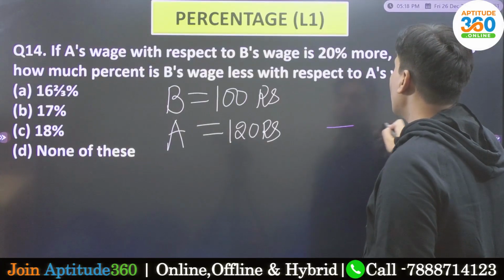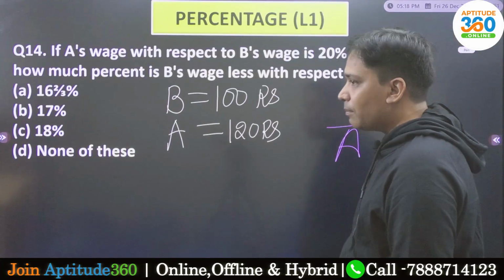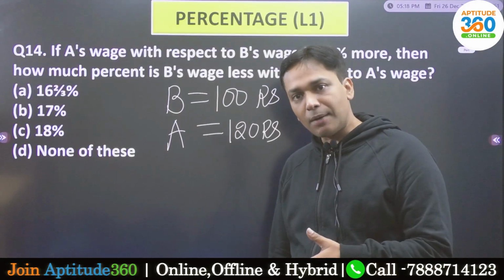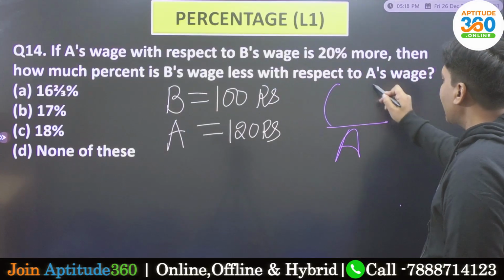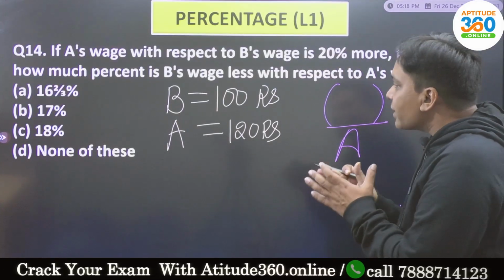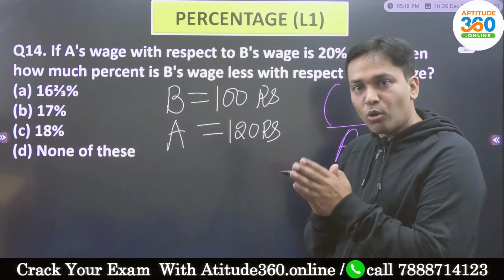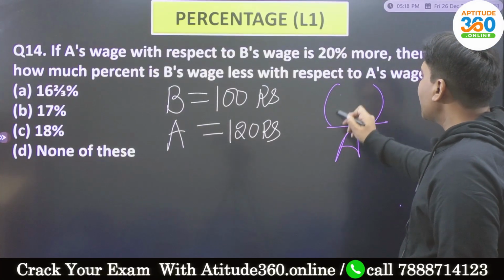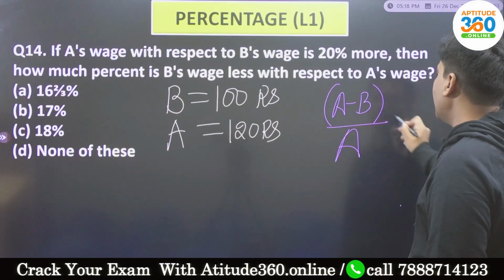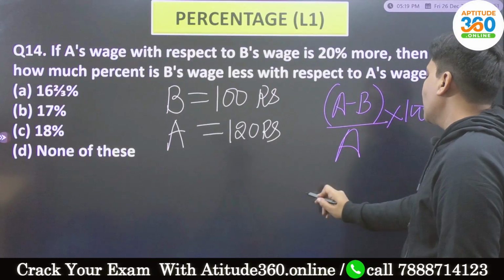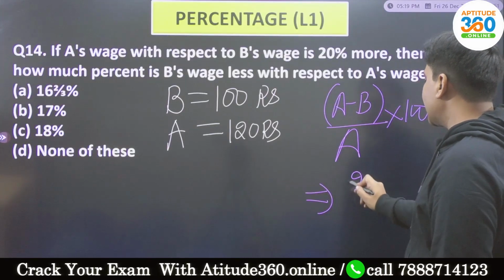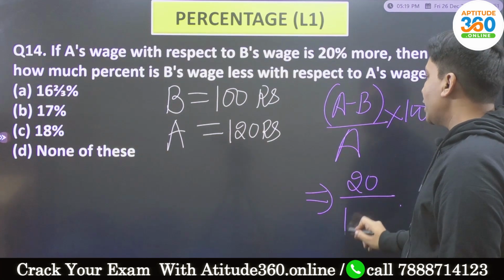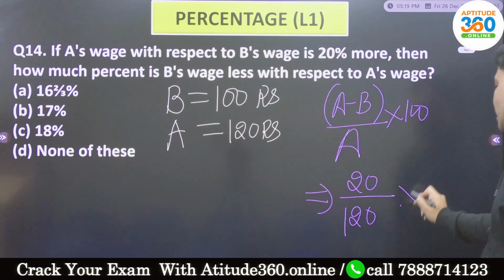with respect to A? डिनोमिनेटर में किसकी वैल्यू गई? A की, बिकॉज कंपैरिजन किससे किया? A से किया. न्यूमरेटर में क्या लिखेंगे? We are going to be writing the difference between A and B. सो ए बी से कितना बड़ा है, दैट इज व्हाट वी शुड बी राइटिंग। तो कितना बड़ा है, ये हुआ A negative B into 100, so that value should be 20. What is the value of A? It is 120 into 100.